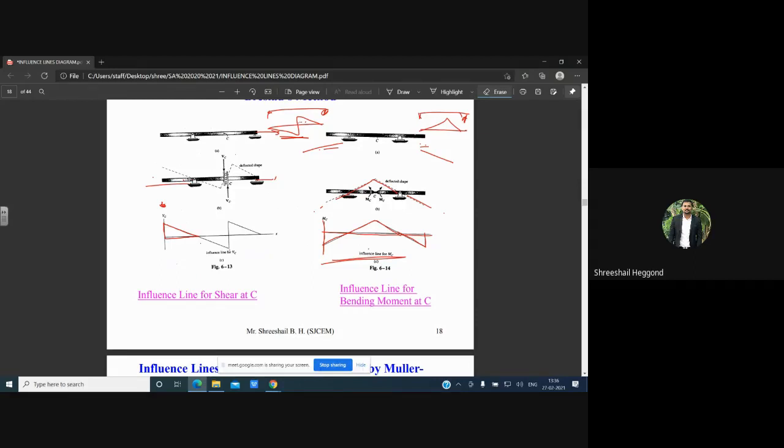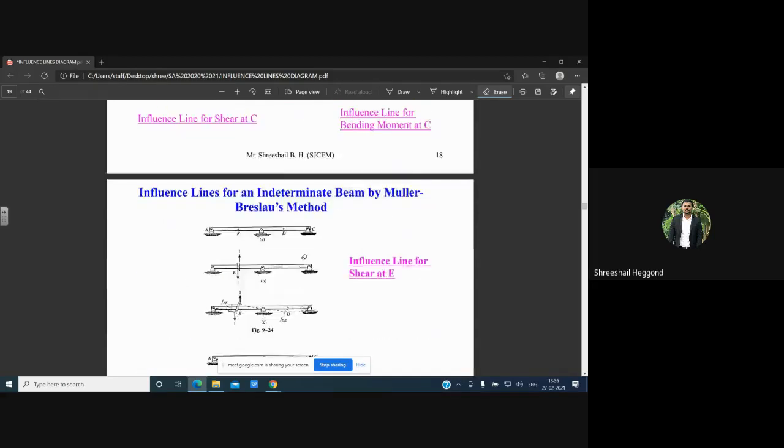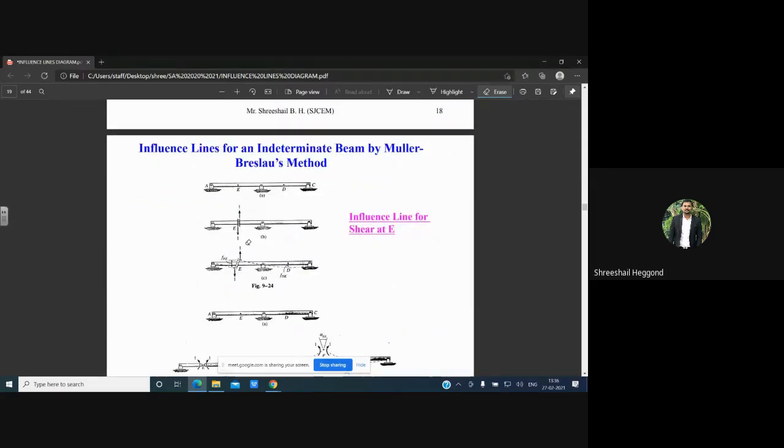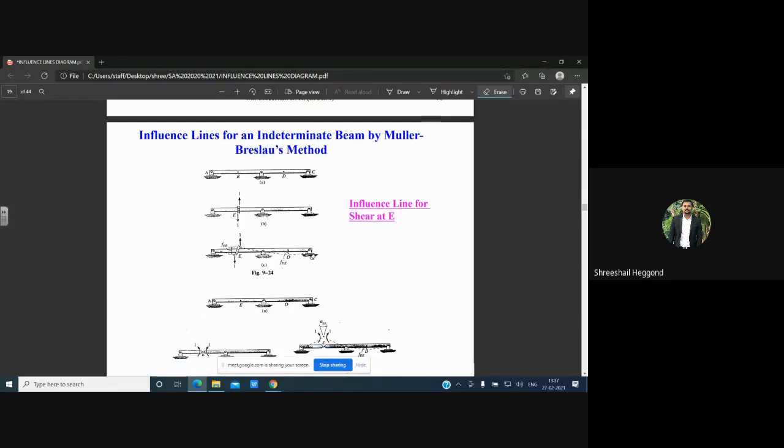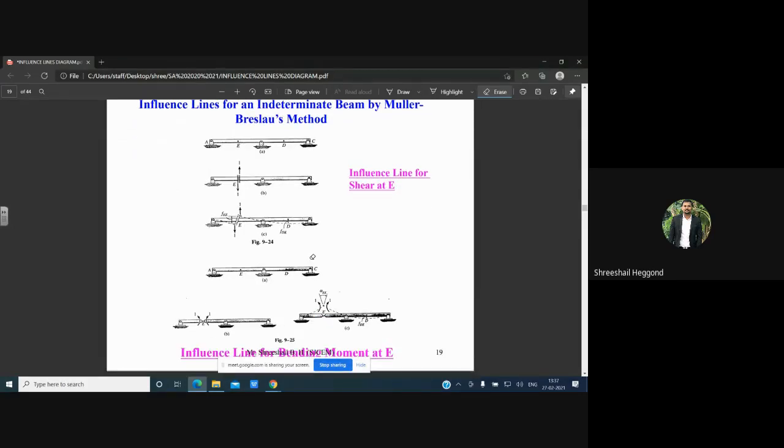Okay, this is how we need to draw the shear force and bending moment diagram for a particular component. In the previous slide, we discussed how to draw the influence line diagram for reactions. In continuation, we'll be discussing Muller-Breslau's principle, which gives the influence line for indeterminate beams. It can be drawn, though we don't have indeterminate structure influence line diagrams in your syllabus, but I'll give you just an overview.